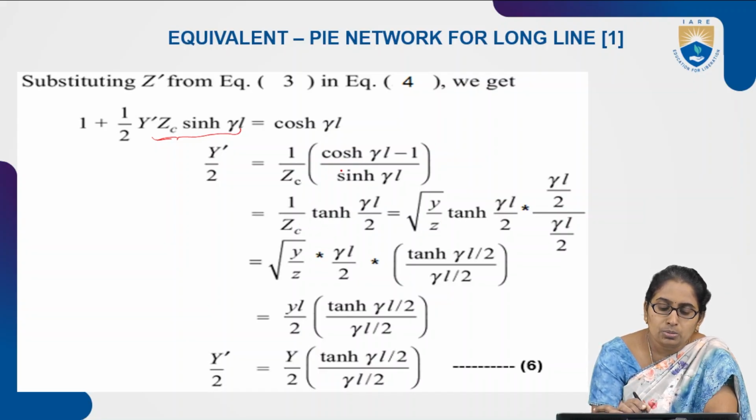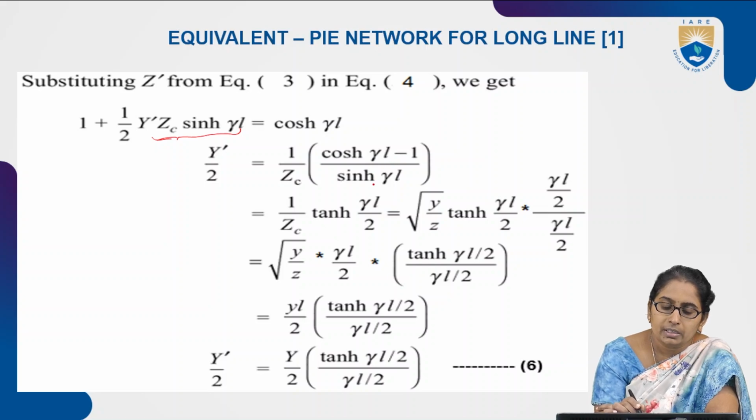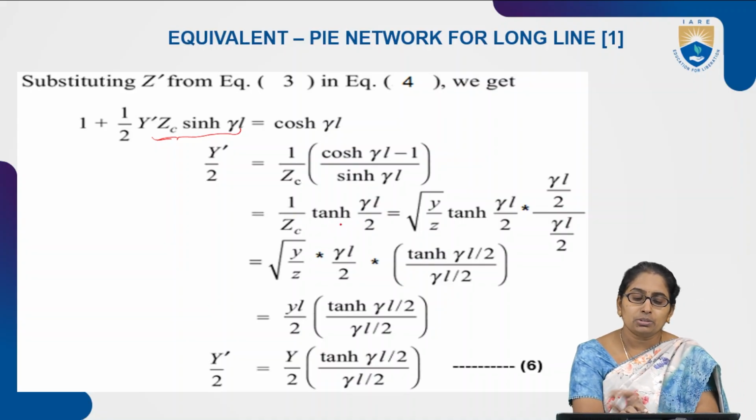Now, also simplify this from basic mathematics knowledge. So, cosh gamma L minus 1, cosh theta minus 1, is 2 sinh square gamma L by 2, right? And sinh theta is 2 sinh theta by 2 cosh theta by 2. Cancelling sinh theta in numerator and denominator, and 2 also, finally what we get is sinh by cosh left, which is tanh theta by 2. Here theta is nothing but gamma L. So, tanh gamma L by 2 into 1 by Zc.